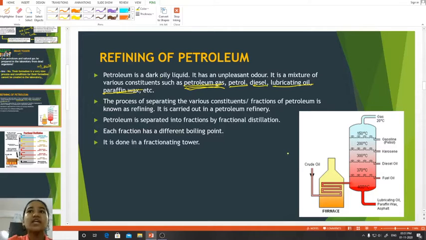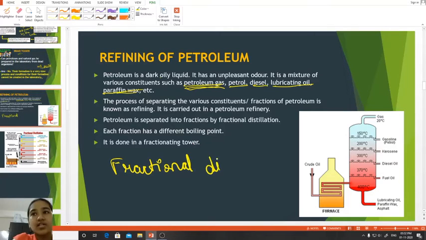Okay, each fraction has a different boiling point. Different boiling points, like some have low, some have high. Some boil at very low temperatures, while some boil at high temperatures. Like the boiling temperature of water is 100 degrees Celsius, right? So it is done in a fractionating tower. Fractional distillation method, as I have told you, it's done by fractional distillation, and it is done in a fractionating tower.